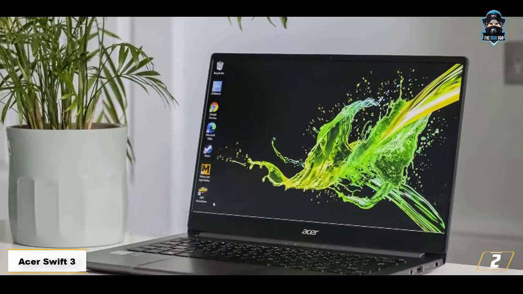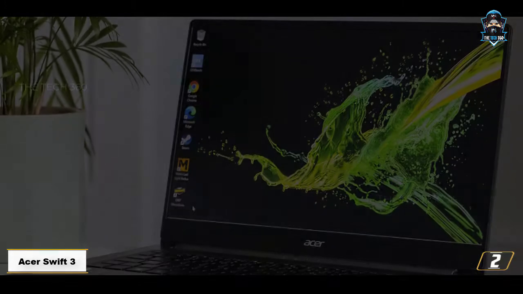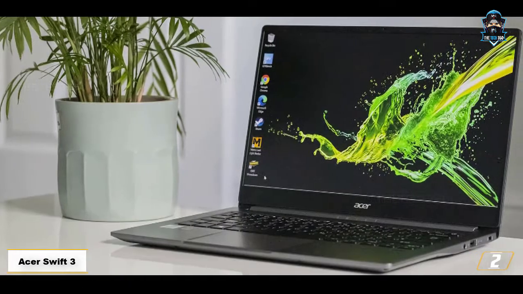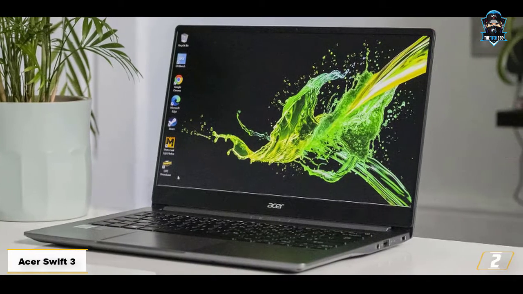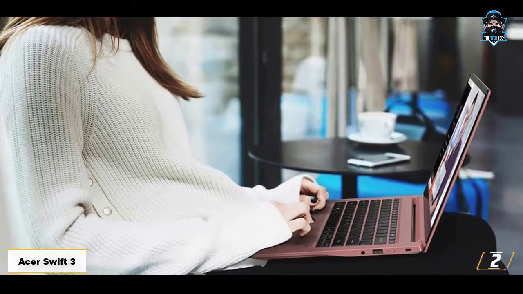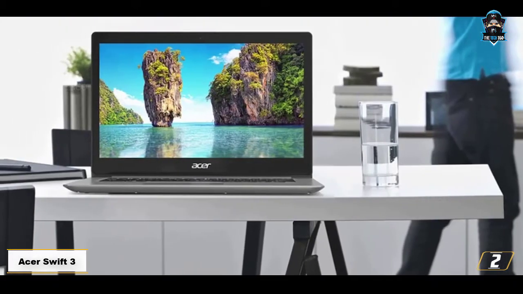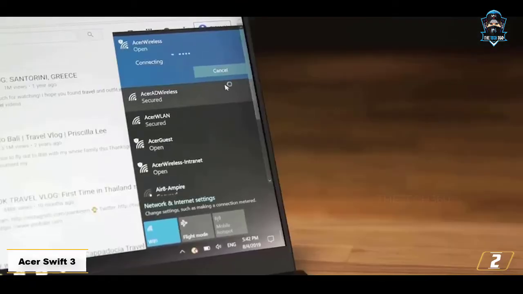Number 2. Acer Swift 3. If you find sub-$700 notebooks to be unreliable, it's time to look closely at the Swift 3 from Acer. Despite being a budget laptop, the Acer Swift 3 strikes an excellent balance between power, productivity, and portability. In terms of raw processing power, the Acer brings in a powerful AMD-powered Ryzen 7 4700U processor that performs satisfactorily.